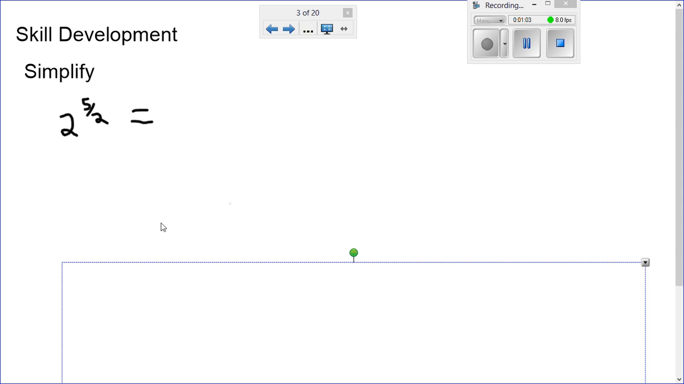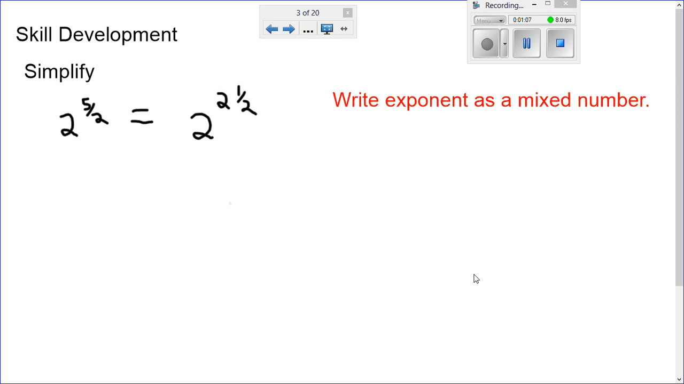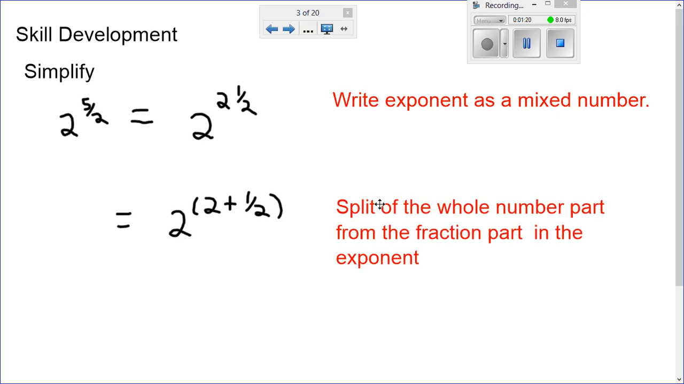So our first step in simplifying is we're going to write the exponent as a mixed number. So 5/2, or 5 divided by 2, is 2.5. Our next step is to split up the whole number part of the exponent from the fractional part of the exponent. We're going to separate these in hopes to rewrite them separately as radicals.